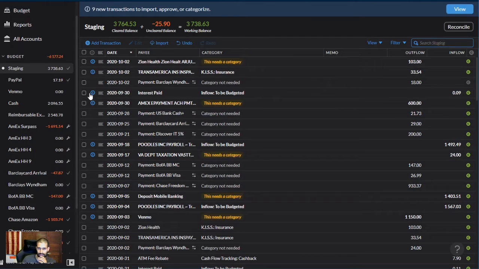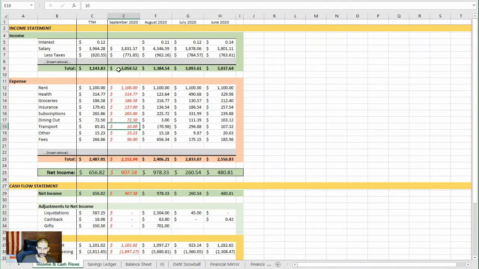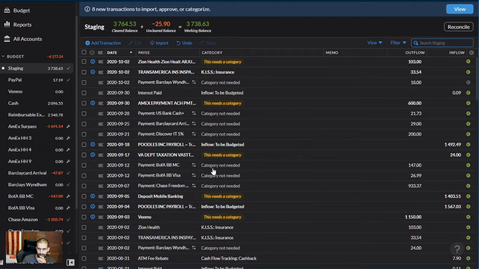Interest paid. So there's the interest paid. If we go into the income and tax or cash flows, I'm going to put that there, 0.09, because that's the only interest. That's the only place that interest comes from.